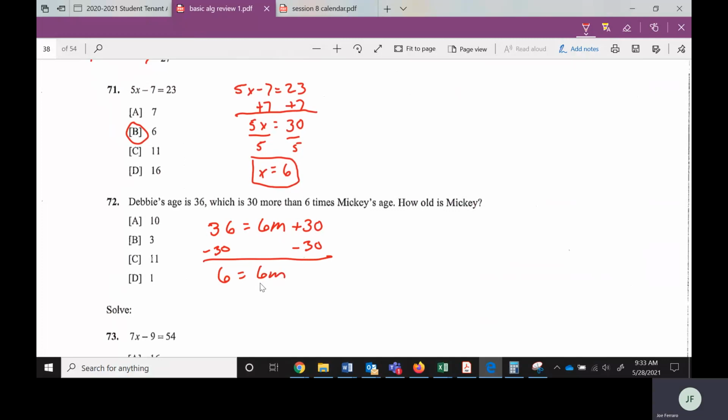These cancel out. So now you could look at this and probably know the answer, because it's saying 6 times what is 6. If not, you divide each side by 6 and you get m equals 1. 6 divided by 6 is 1. Okay, and there's your answer.